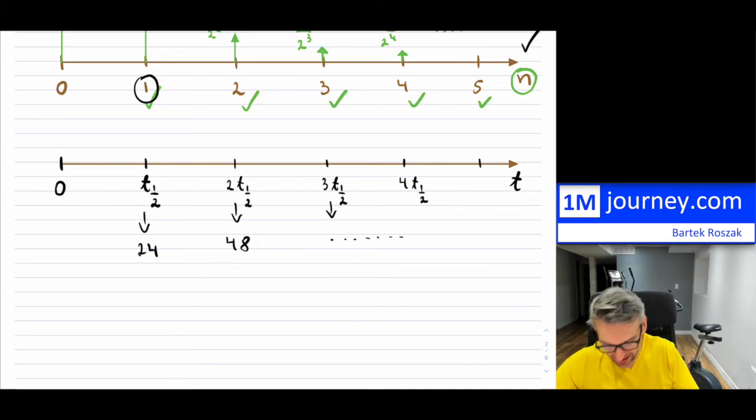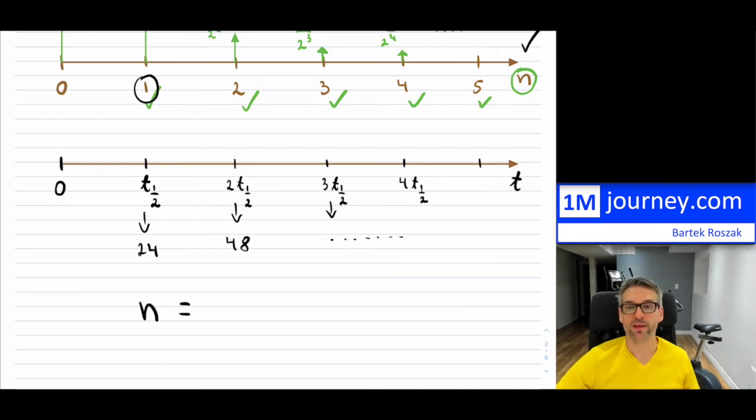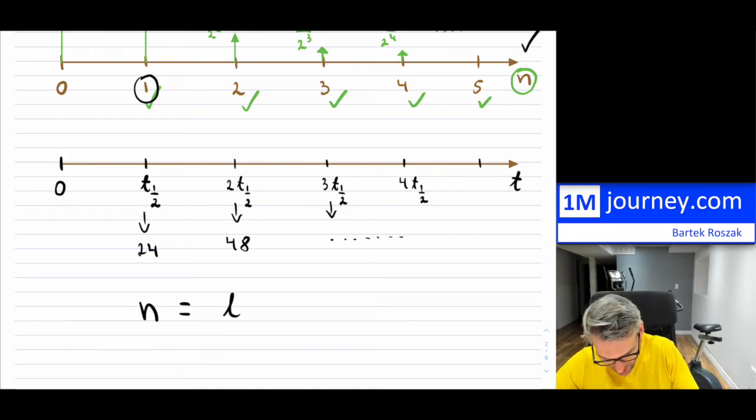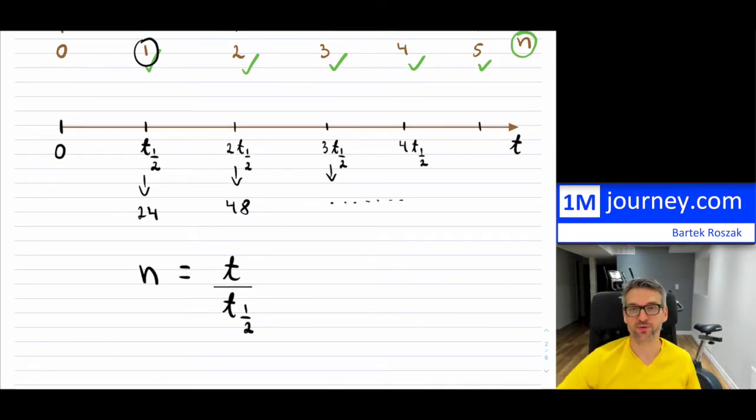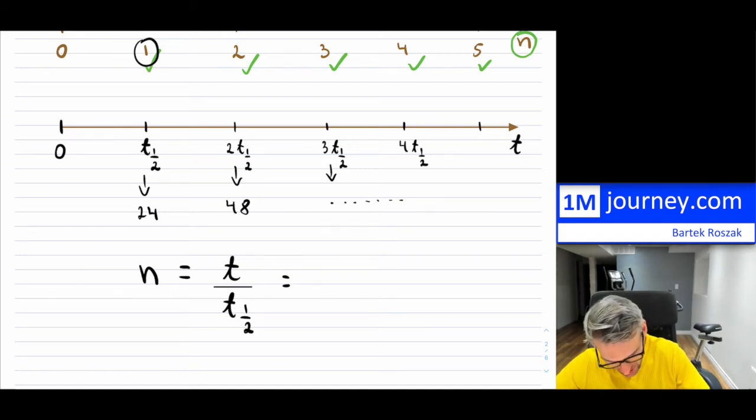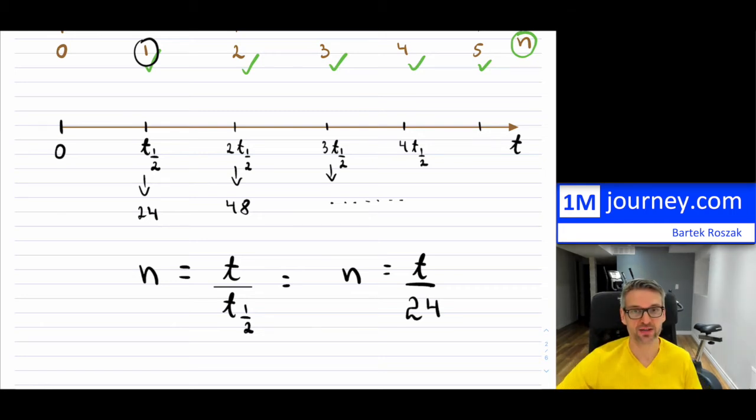So what does that tell us about n? That n is equal to how many days you have divided by your half-life. That's what n actually equals. And if I'm going to set this up, n is equal to t divided by, for our case, 24 days. So t is going to be in days, right? So that's the independent variable.